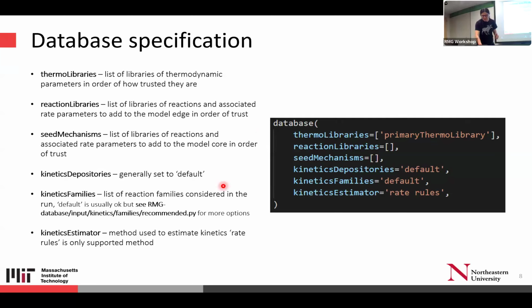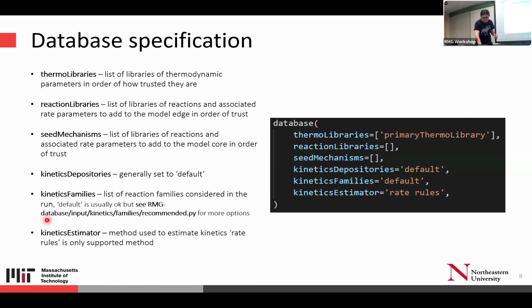Kinetics depositories, that's a list of specific reaction kinetics that it can use to help fill out the estimation trees for estimating your reactions. The kinetics families, this is an interesting one. That's all of the different templates and possibilities of how RMG can react with itself. Default is usually pretty good for gas mechanisms. There are a few different sets of these named words. So you can either provide a specific list of families like H abstraction, disproportionation, R addition multiple bond, and there are also sets of these that are defined in this.